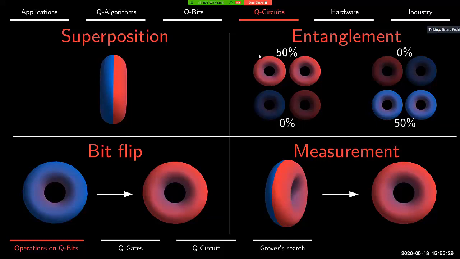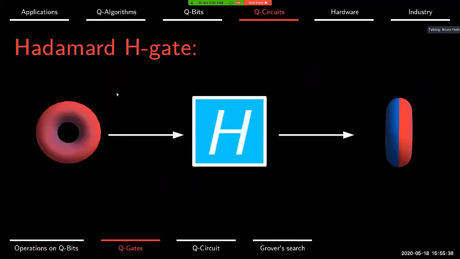So for instance, if you want to perform a superposition, starting for instance from red, and you want to go in a 50-50 superposition, there's a gate called the H gate, the Hadamard gate. The Hadamard gate takes a 0 and transforms it into 0 plus 1. And the H gate also takes 1 and transforms 1 into 0 minus 1. So from classical bit, you go to a quantum bit, let's say.